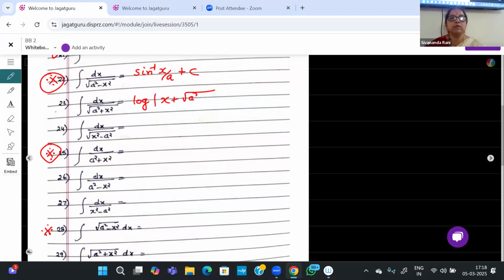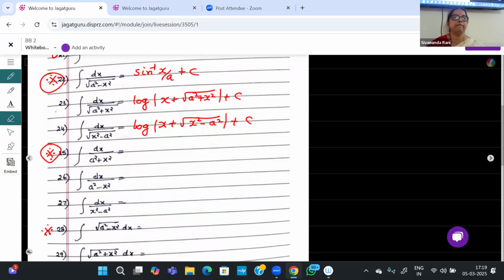X plus root of x square plus a square. And this one is log of x plus root of x square minus a square. Here also I've seen some students writing this as x square. So all kinds of mistakes and slips are possible. There is rigor in everything, so make a note of this.